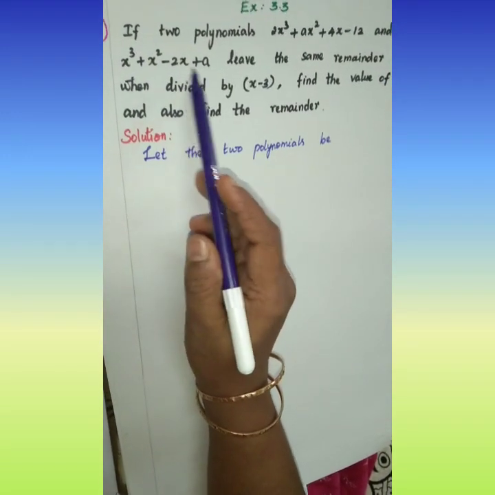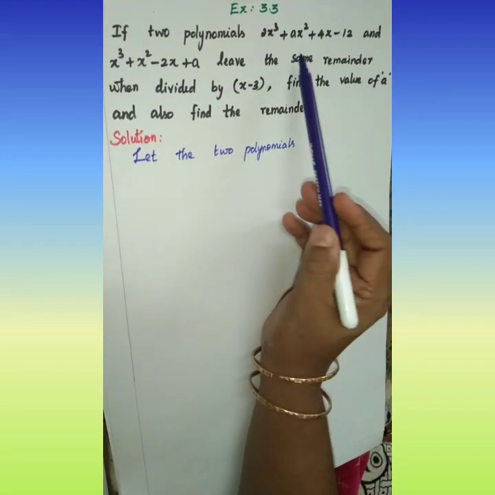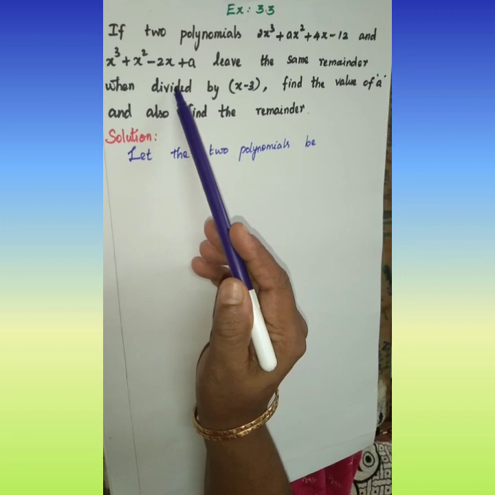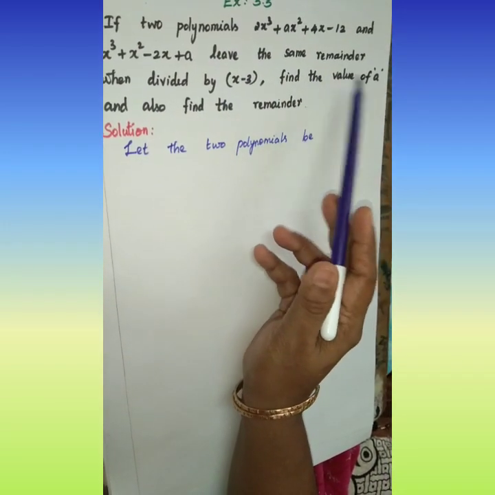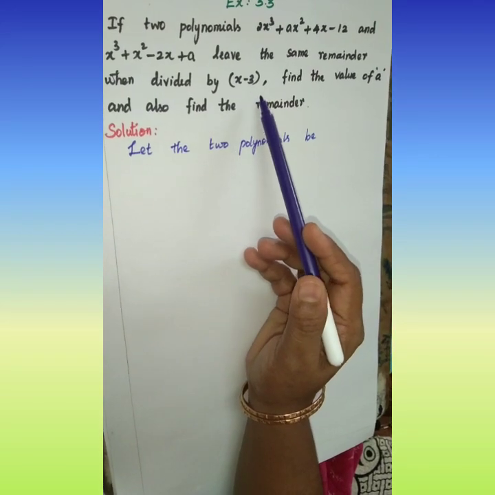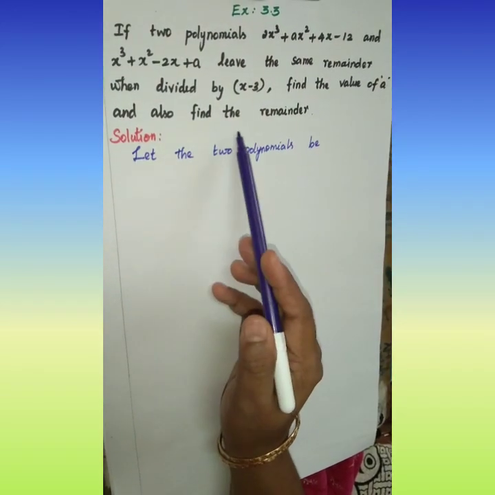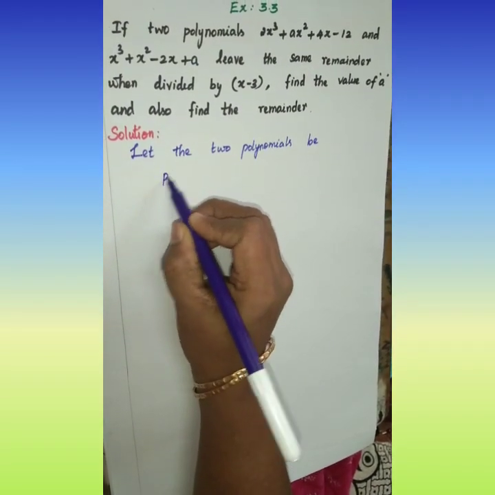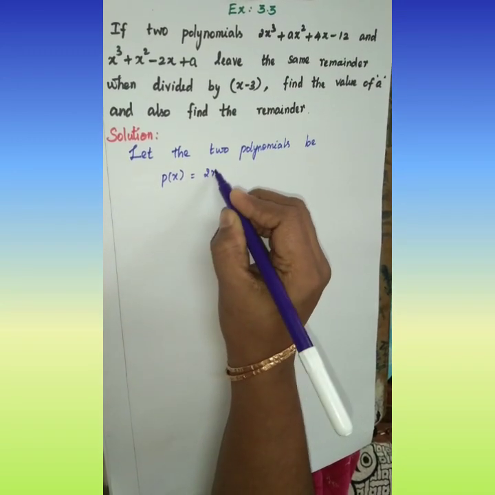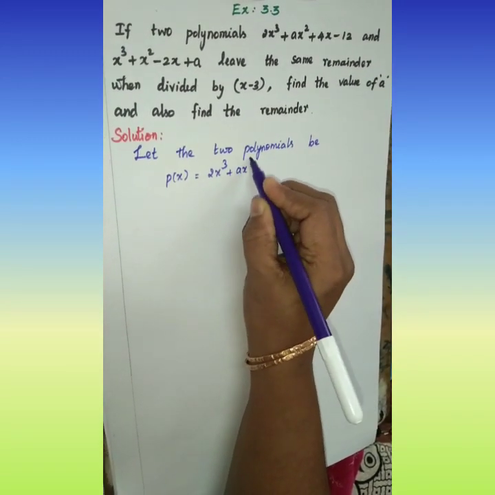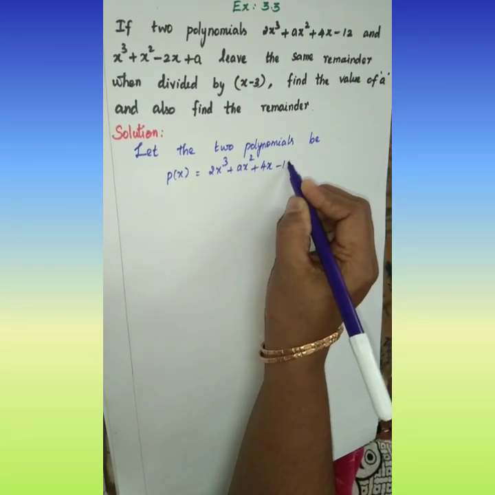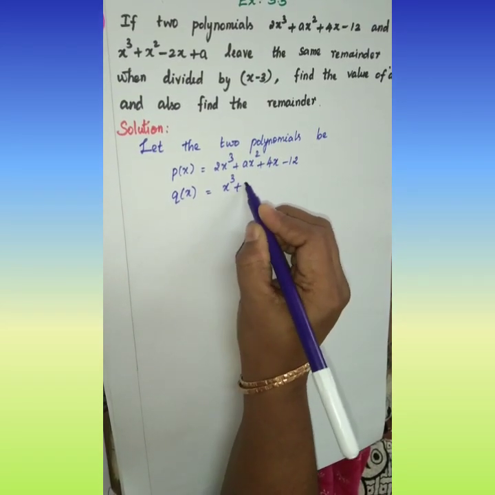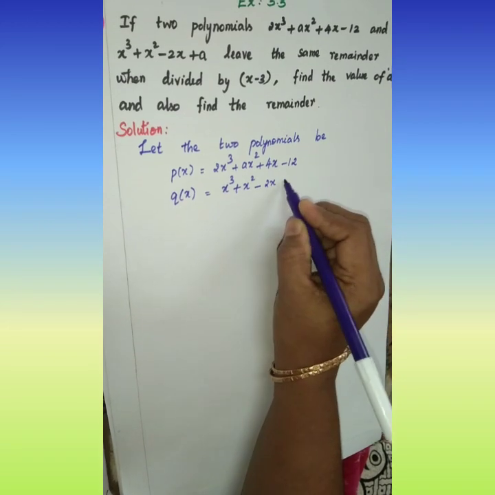Sixth problem. If two polynomials 2x power 3 plus ax square plus 4x minus 12 and x power 3 plus x square minus 2x plus a leave the same remainder when divided by x minus 3, find the value of a and also find the remainder. Let the two polynomials be p of x and q of x. So p of x is the first polynomial, 2x power 3 plus ax square plus 4x minus 12, and q of x is x power 3 plus x square minus 2x plus a.